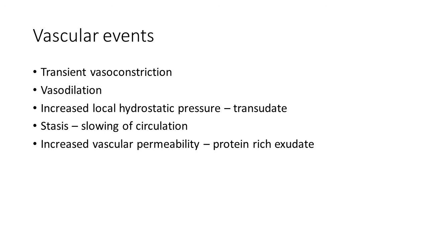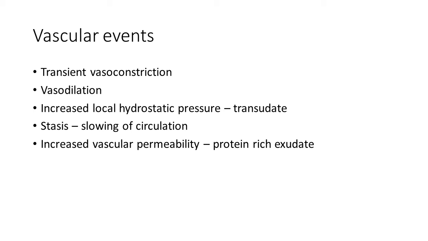Vascular events refers to alterations occurring in the microvasculature, that is arterioles, capillaries and venules. The alterations occurring in microvasculature during acute inflammation. We will discuss the sequence of events. The first thing which happens, that is the immediate vascular response to a injury, is transient vasoconstriction. Transient is temporary. So transient or temporary vasoconstriction.